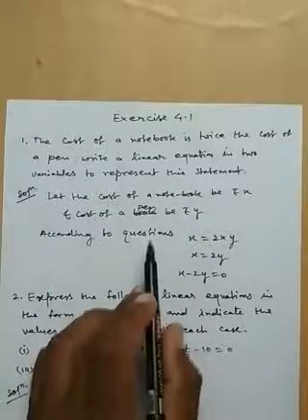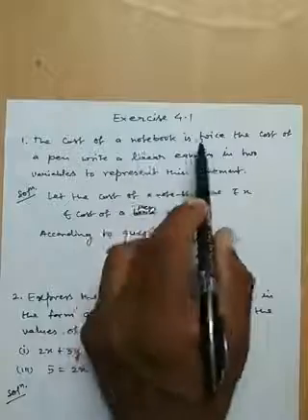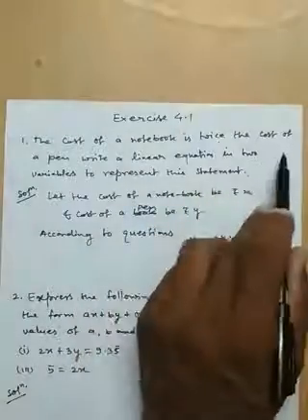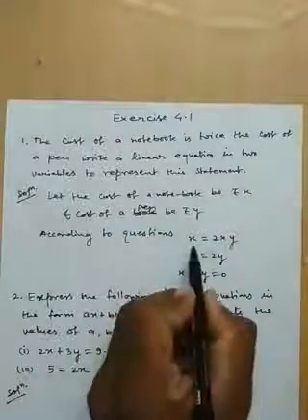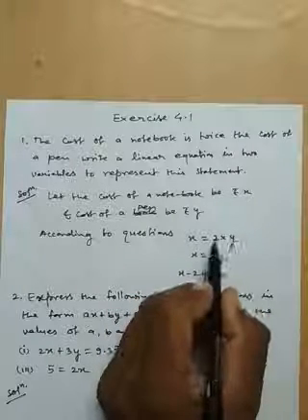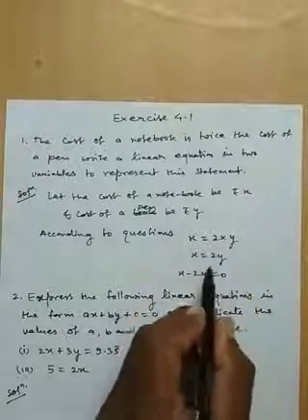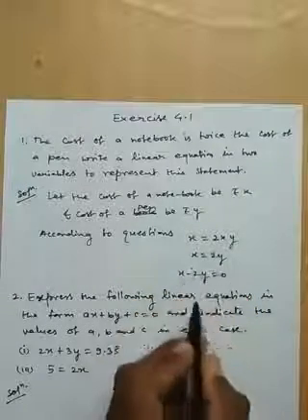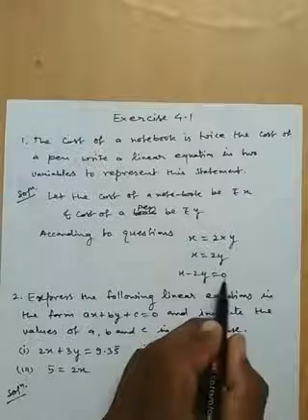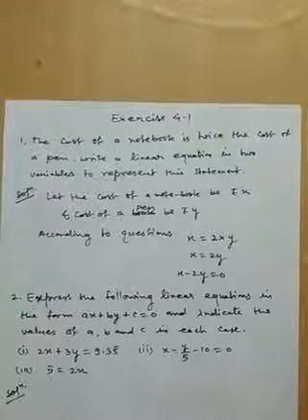According to the question, a condition is given. The cost of a notebook is twice the cost of a pen. So x is the cost of the notebook, which is double the y. So 2 is multiplied with y. So x equal to 2y. Transpose 2y to the LHS. So x minus 2y equal to 0 is the required equation.